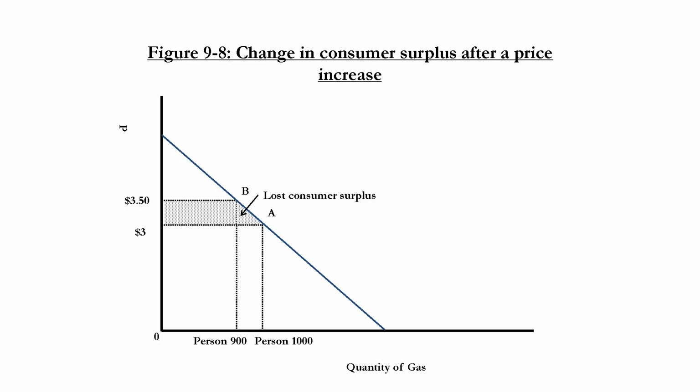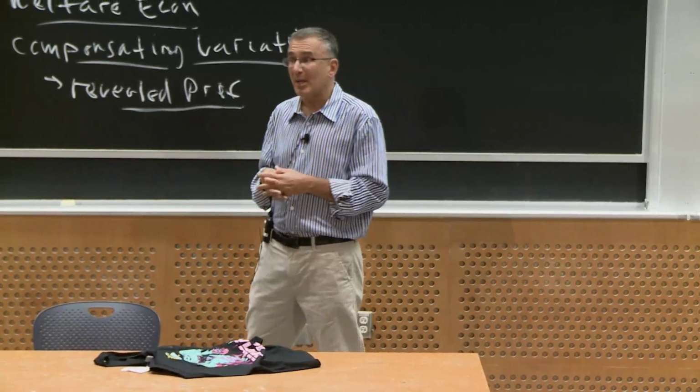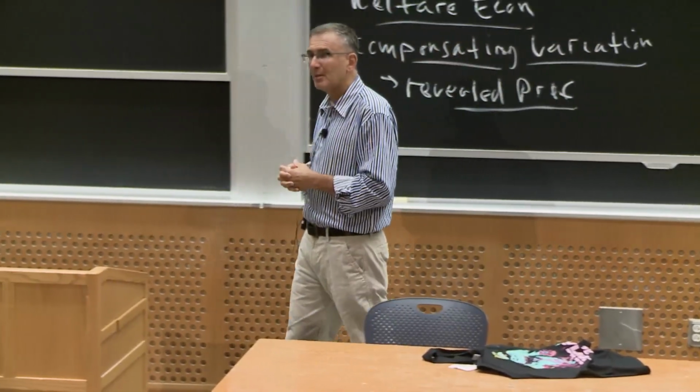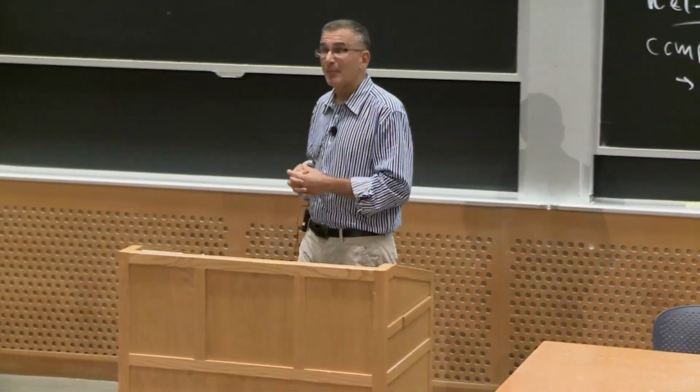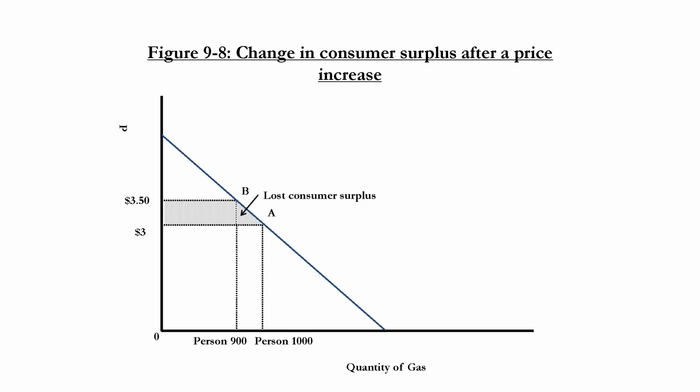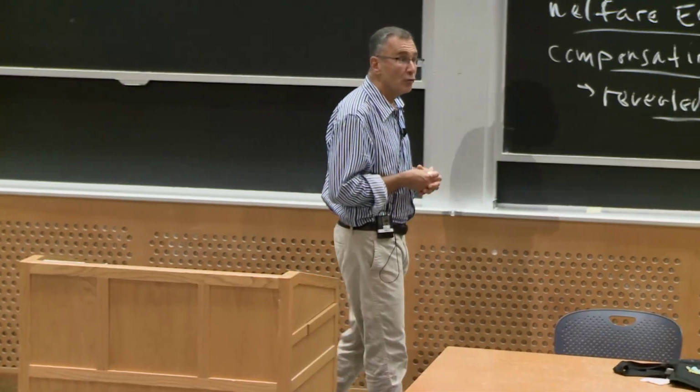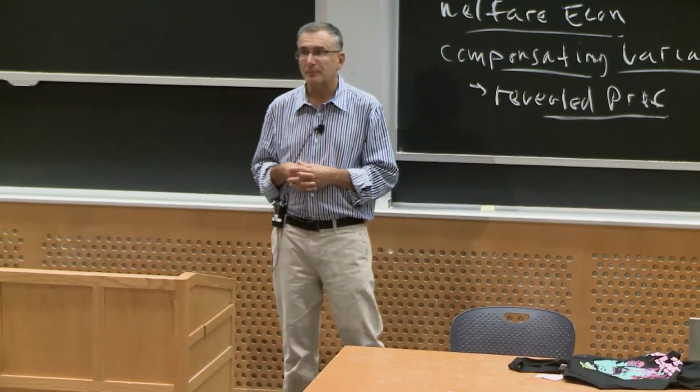Okay? The rectangle is the amount that the first 900 consumers lost. They still buy gas, but they're less happy about it. They get less utility from it. Not less utility, less welfare from it, because the difference in their willingness to pay and price has shrunk. The little triangle represents the lost consumer surplus because some people aren't getting consumer surplus anymore. So a price change causes this lost trapezoid of consumer surplus through those two mechanisms. Okay?